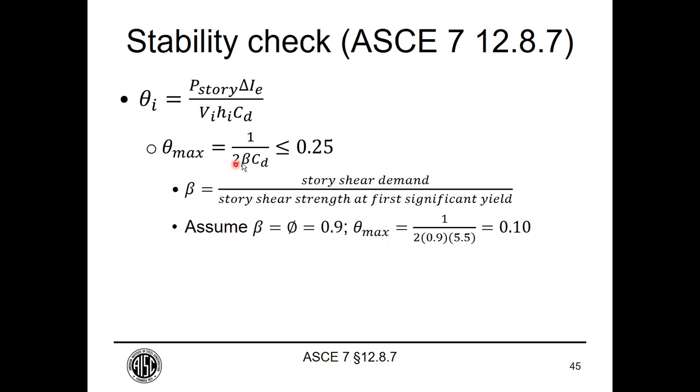The maximum ratio we're permitted is given by this equation here. For a special moment frame, it's this part that typically governs. The beta factor is essentially the demand capacity ratio that we have.